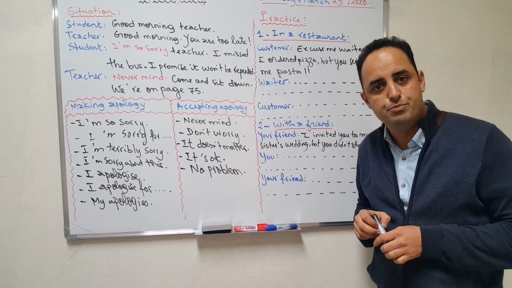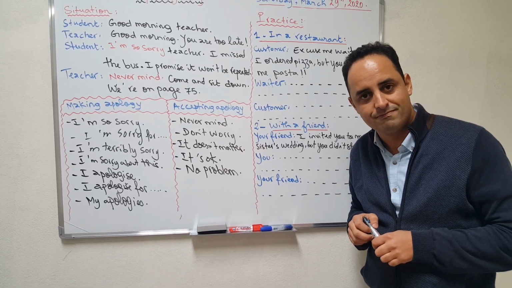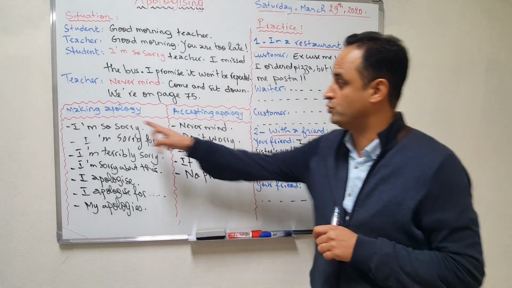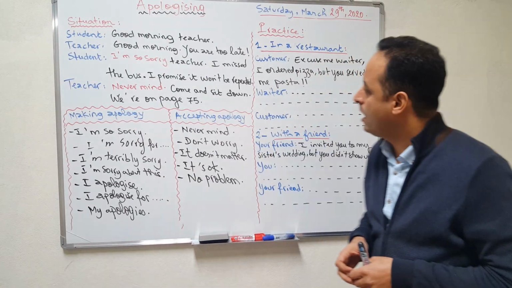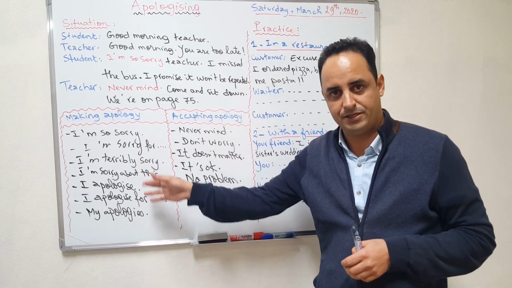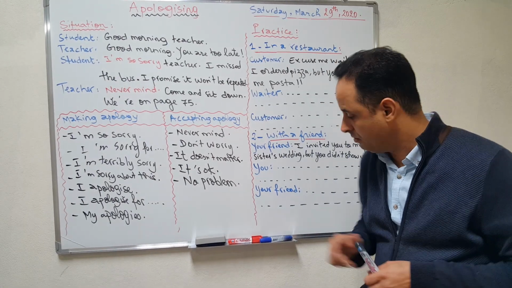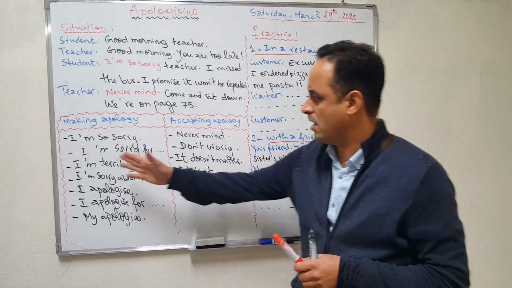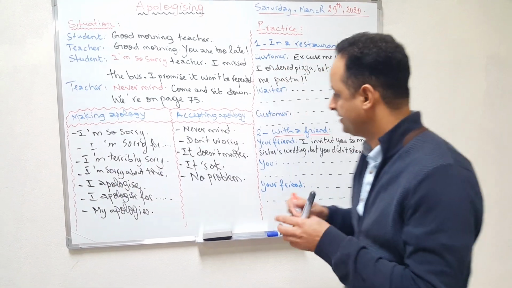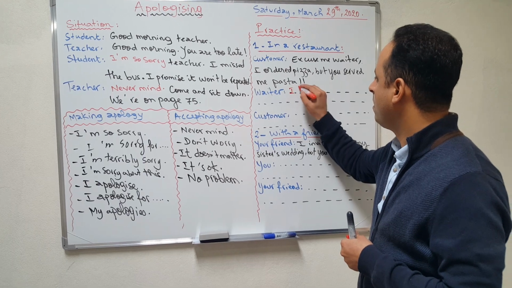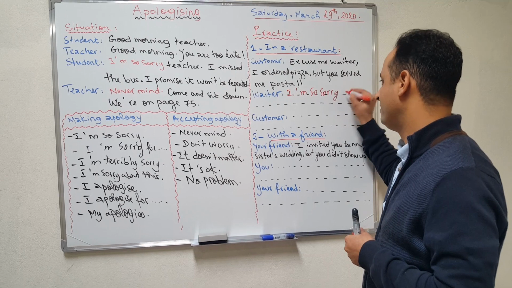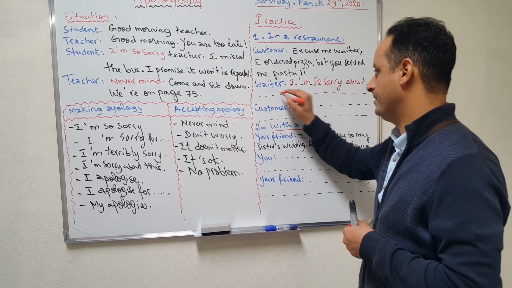What's the waiter supposed to do? Excellent. He's supposed to apologize. He's supposed to make an apology. He's going to use one of these expressions here. He's going to say, for example, I'm sorry for this. I'm sorry about this. For example, I'm so sorry about this.